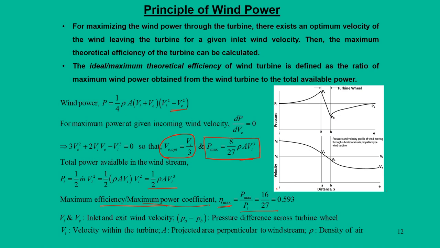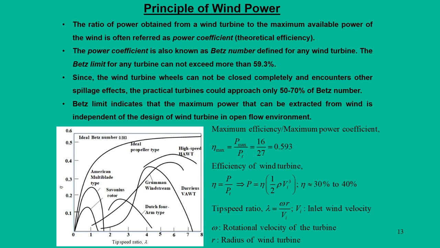And since it comes from a theoretical analysis, none of the turbines can harness a power coefficient more than this number. This particular number is most familiarly known as Betz's number, or we call this limit Betz's limit, which does not exceed 59.3% or 0.593. So, for all wind turbine analysis, Betz's number is the optimum number that no turbine can approach. We call this an ideal propeller type turbine. Now, there are two efficiencies. One we have already explained as the maximum efficiency, but for any realistic turbine we can write its efficiency as eta = P incident by P T, and this efficiency normally ranges from 30 to 40%.